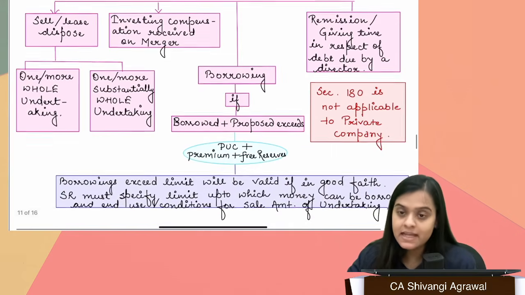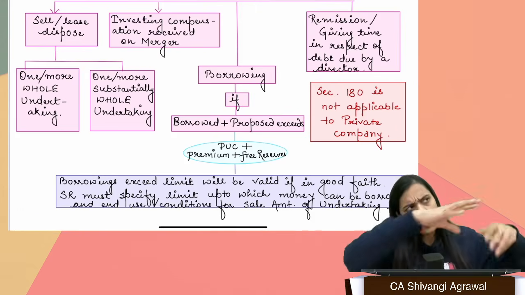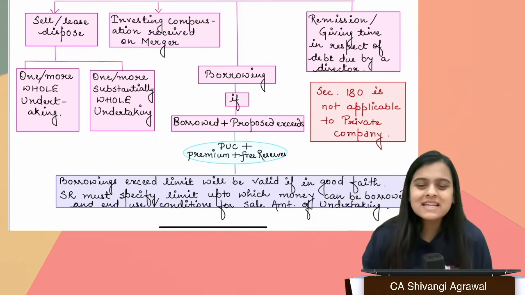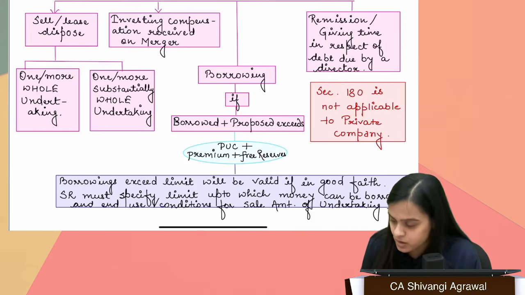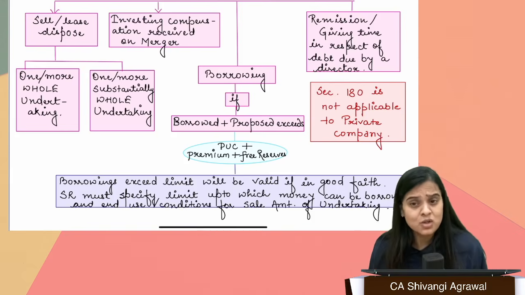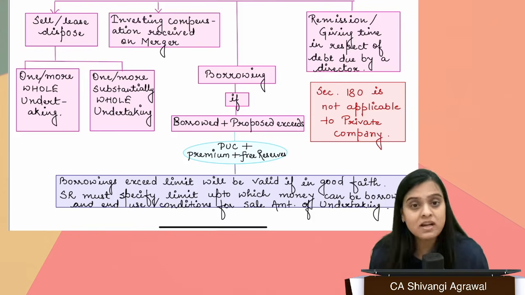First is selling or disposing undertaking of the company. Either whole undertaking or substantially the whole undertaking. Now, what do we call as undertaking? Maybe I've just started a venture and I have spent 1 lakh rupees on this particular venture. It has not generated any revenue and now I want to sell it off. Do I need to pass special resolution for this? The answer is no. That's not even an undertaking.